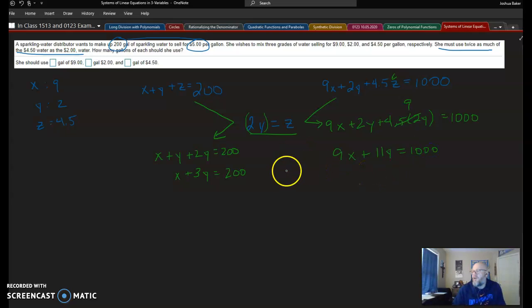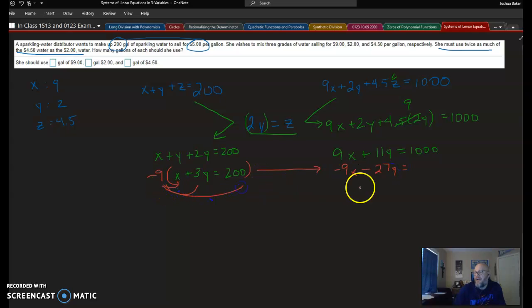Okay. All right, so I need to eliminate either the x's or the y's. I'm going to choose to, let me switch colors since I'm doing a different thing here. I'm going to choose to eliminate the x's, and I'm going to multiply everything by a -9. So that's going to be a -9x. -9 times -3 is going to be a -27y, and a -9 times a 200 is going to give me a -1,800.